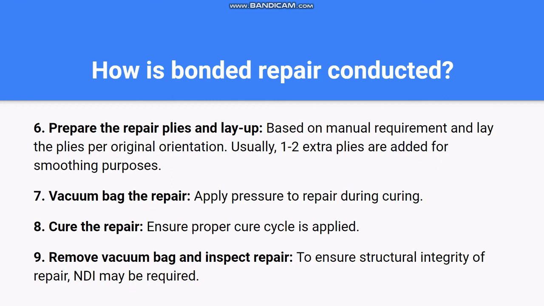Number 7 is vacuum bagging the repair. Apply pressure to repair during curing. 8 is cure the repair. Ensure proper cure cycle is applied. And last but not least, remove vacuum bag and inspect repair. To ensure structural integrity of repair, NDI may be required.